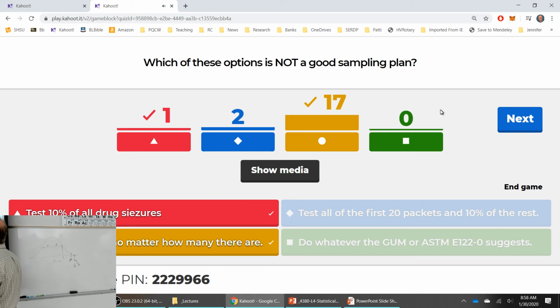All right, so again, which one of these is not a good sampling plan? You're either testing all of them, no matter how many there are. Why would that not be a good sampling plan? I mean, you're testing everything. 5,000.